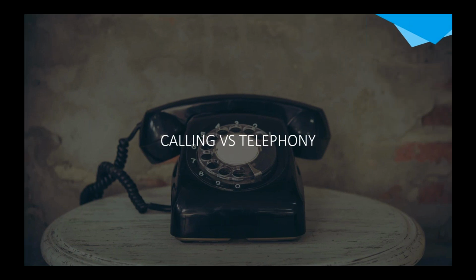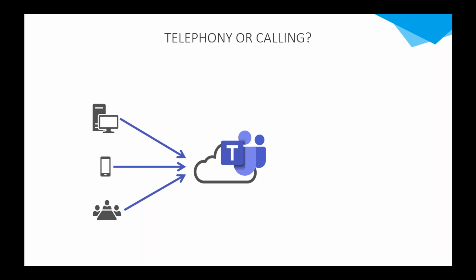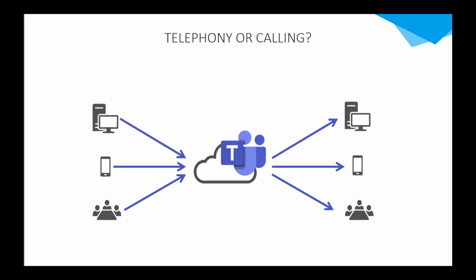So first up is calling versus telephony, just to set the basics really, because with Teams, you can be making a call from your PC or a user logged in on a mobile device or someone sat in a meeting room, assuming that it's a Teams compatible device or that there is a compatible device in that room. And the person on the other end of that call can either be, again, someone on a PC, someone on a mobile device, or someone in another meeting room. Those things are all calling.